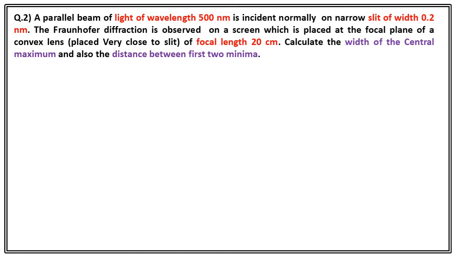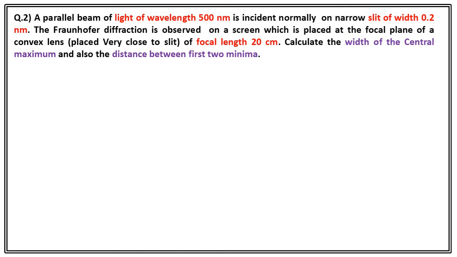There is importance to this phrase, placed very close to the slit. Due to this assumption, we can take the focal length of the convex lens as the distance between slit and screen. Okay, the focal length is given as 20 cm. Calculate the width of central maxima and also the distance between the first two minima.